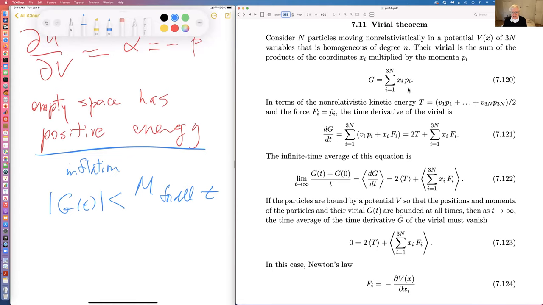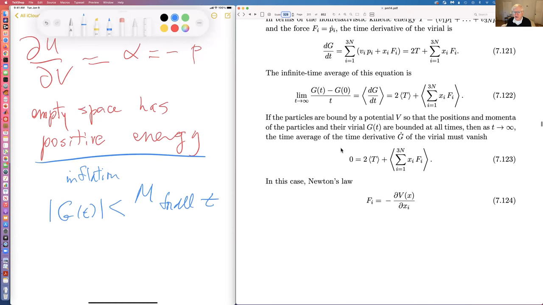And if that's the case, then the time average of the derivative of the virial is zero, because if you take the infinite time average, you have an infinite time and you have two finite numbers, so you get zippo. And this, of course, then is the time average of the kinetic energy times two plus the time average of this thing. So we have this equation. On the other hand, non-relativistically, F_i is minus the gradient of the potential. And so what we have is this expression here.